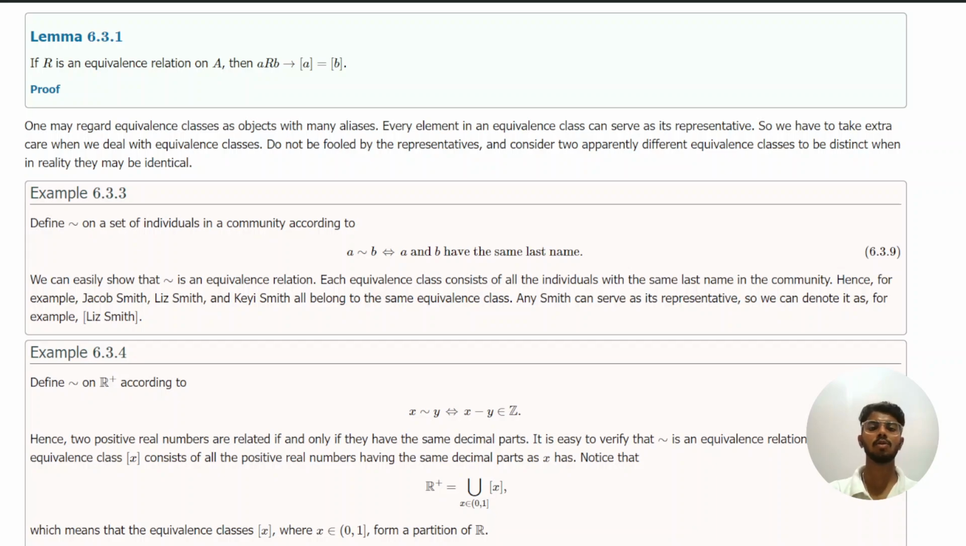Hence, two positive real numbers are related if and only if they have the same decimal places. It is easy to verify that this is an equivalence relation. Equivalence class [x] consists of all the positive real numbers having the same decimal parts as x has. Notice that the equivalence classes [z], where z is equal to 0, 1, form a partition of R.